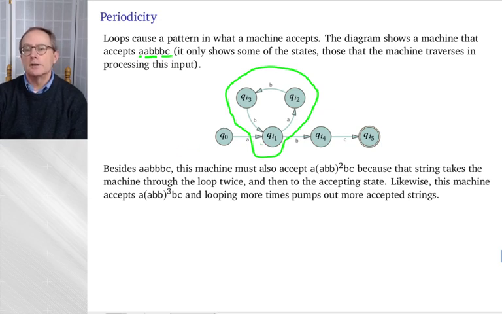But because it does, it has to also accept A, ABB squared. That is, do ABB twice, go around the loop twice, and then BC. What we're going to call in a few minutes alpha, beta squared, gamma, because it just steps through the loop twice. And likewise, it also has to accept the string that steps through the loop 3 times, and so on. That is to say that looping more times will simply pump out more and more strings as you go around the loop more and more times.